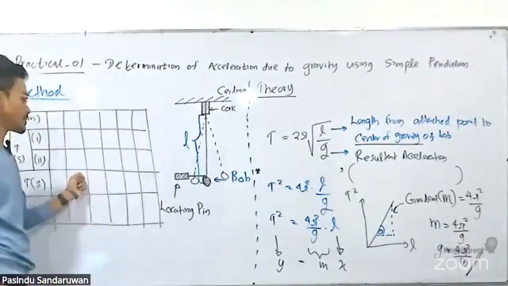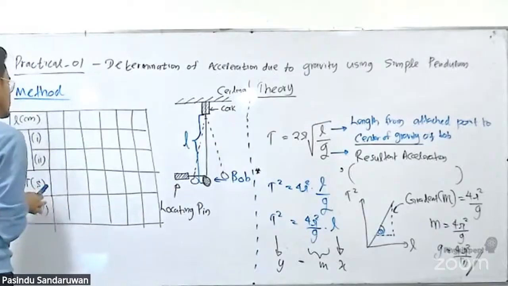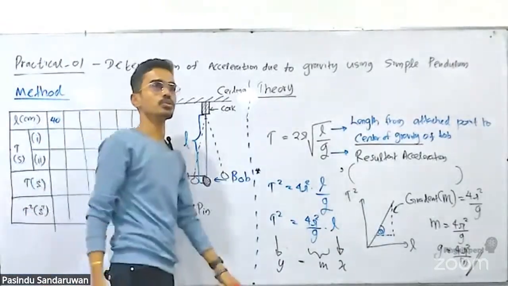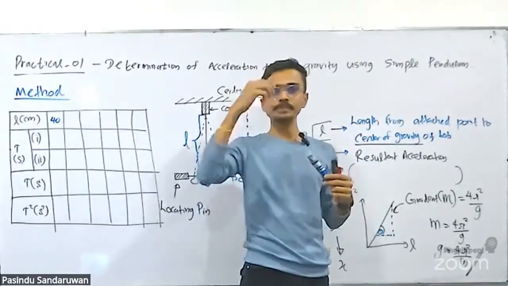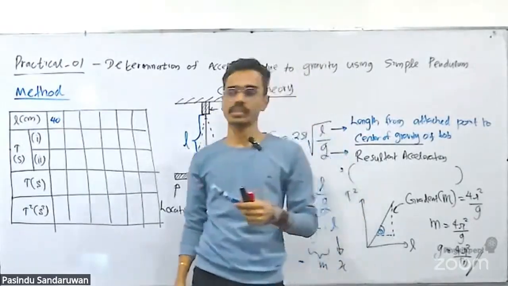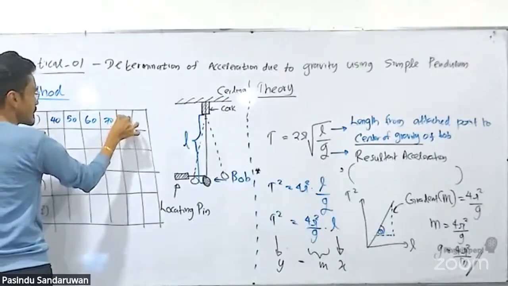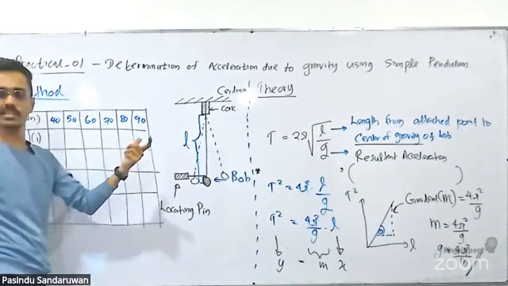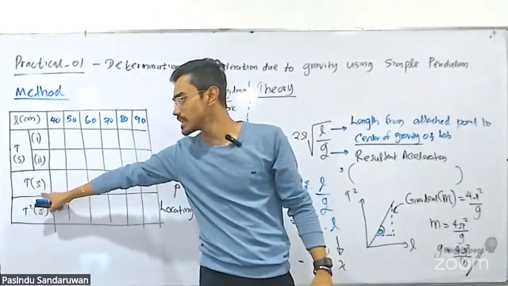Alright, take this down. I will put the values here. Usually we start from 40 and increase the length 10 by 10, that is 10 centimeters by 10 centimeters. So the readings are 40, 50, 60, 70, 80, 90, right? Then the corresponding times are here. For a given length you take 2 readings and get the average here. This T here is the average.